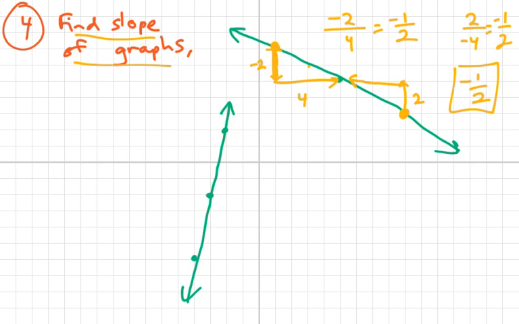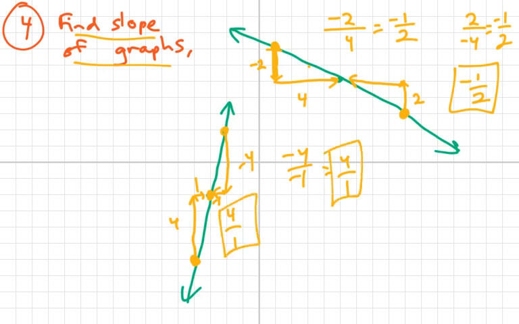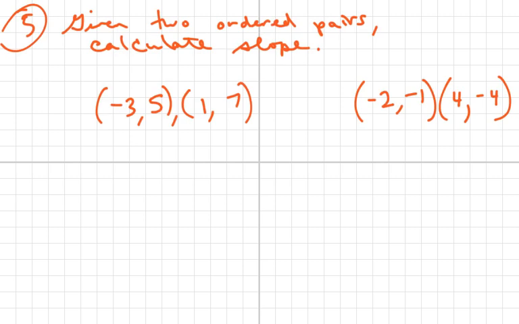And now this bottom graph, I'll just start at this point. And we want to get to the next one by moving up and over. So up 4, right 1. So the slope is 4/1. If you started at the top point, you went down 4 and then left 1. -4 over -1 is still 4/1, or just 4. And then objective 5, given 2 ordered pairs, calculate the slope.